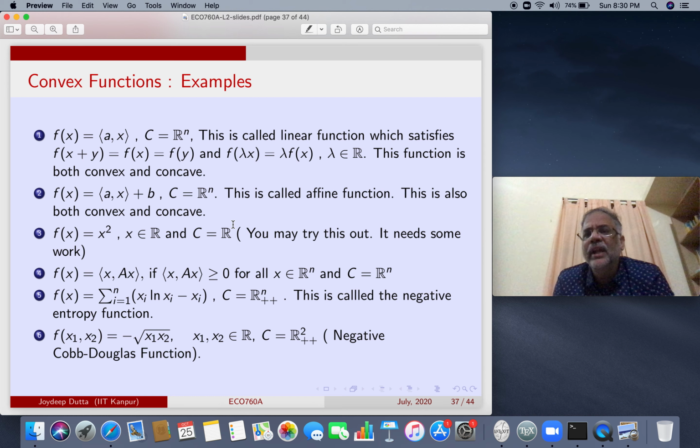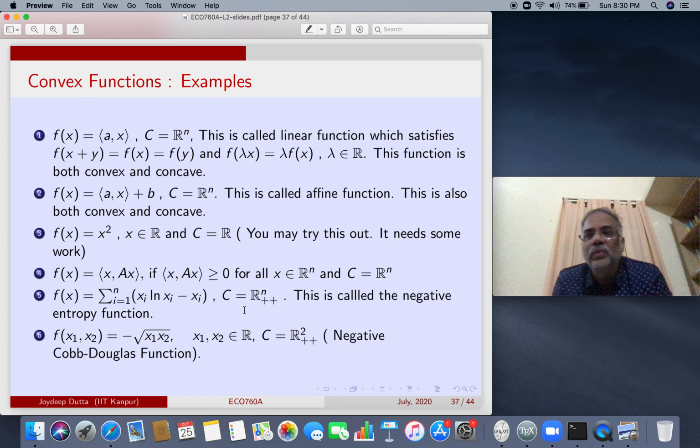This function is called the negative entropy function. So here the C is Rn plus plus, because the xi's have to be all strictly bigger than 0 because you are operating log here. So it looks very unlikely that it would be a convex function, but it is a convex function. We will talk about its convexity later on as we go a bit down.